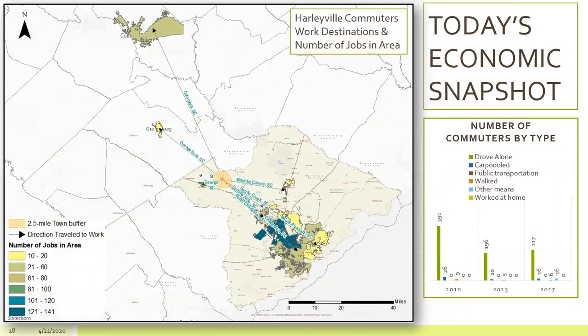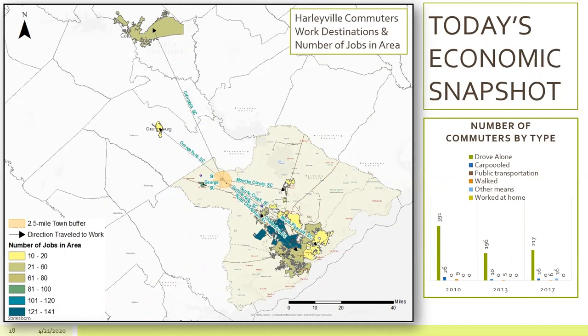This map on the left here is showing commuting patterns, work destinations, and job counts for each of the destination areas for Harleyville workers. So just note here that this analysis is for town residents, but also includes a 2.5-mile buffer surrounding the town. So that's where you see this sort of orange little blob right here. So this is the town plus a 2.5-mile buffer around the town. So we're actually including some people here that live technically outside of the town boundary lines.